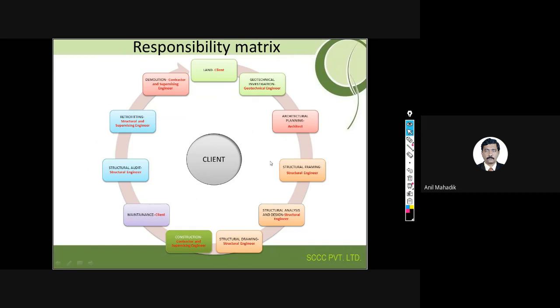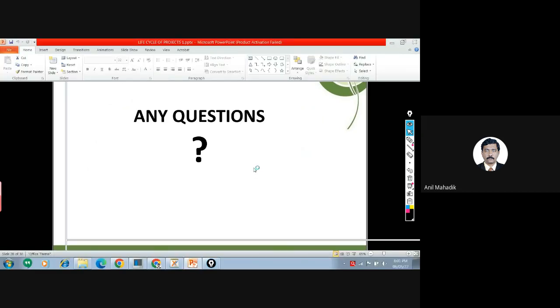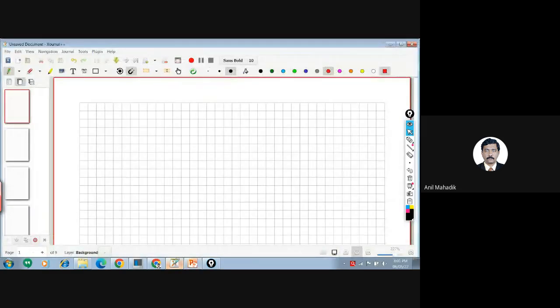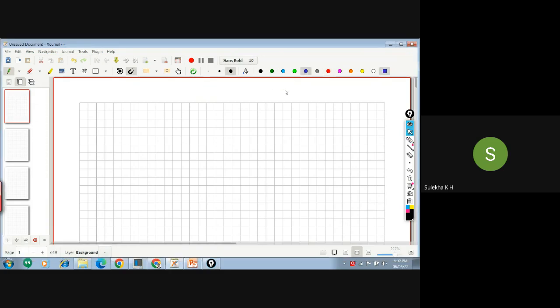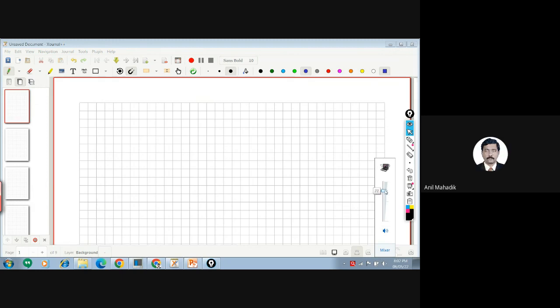Anybody is having any questions regarding this? Quick questions regarding either life cycle or any basics of structural engineering? Sir, I have some doubts. Okay. Sir, how is the core test location? Means we can choose if required. Which location? Core test, you said core test we will do for.